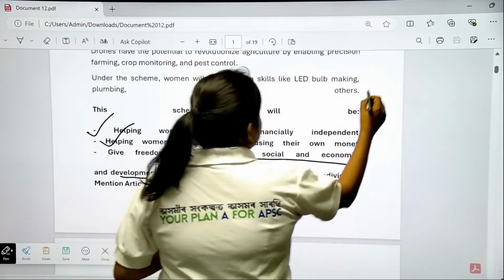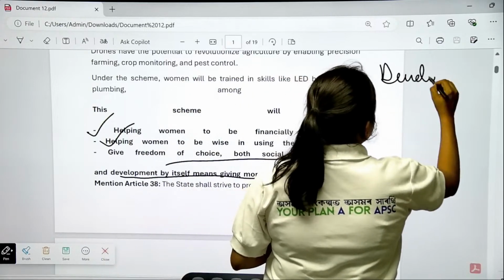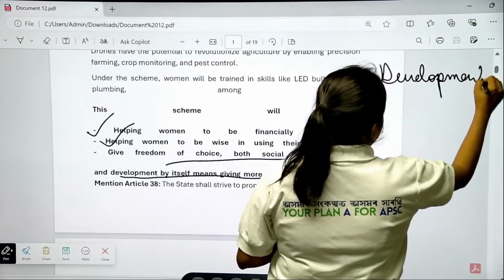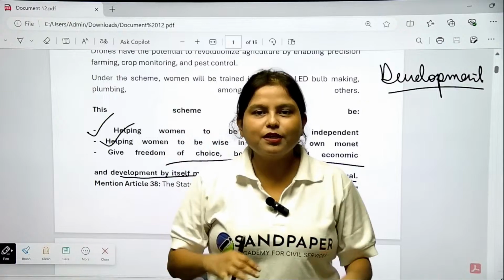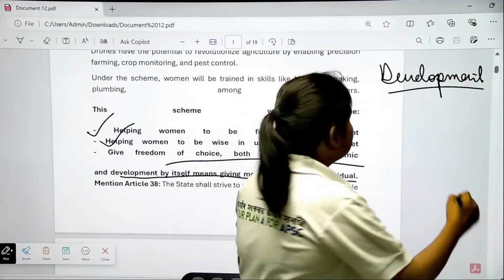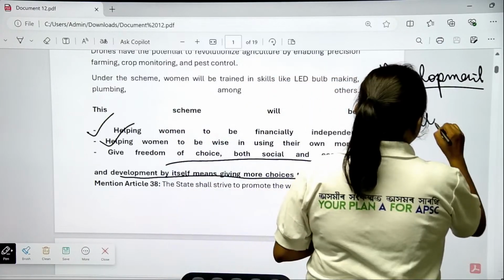What is development? Development is not only that the house is good, the car is good, and my standard of life is good. Development is not only that. Development is getting choices in life.